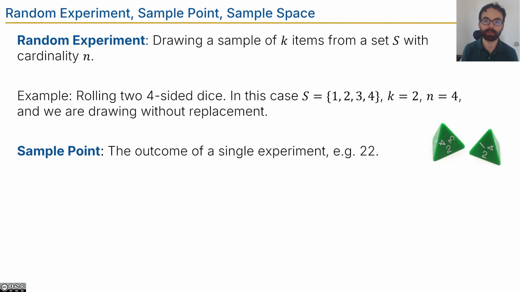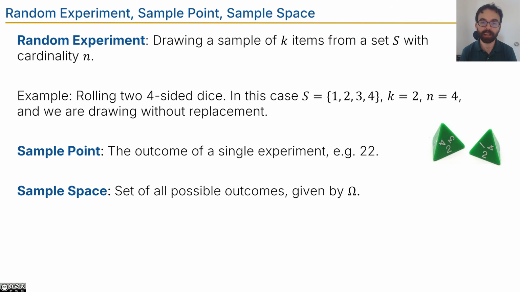So in this case, we got 2 2s, and that's what we call a sample point. That's an outcome of a single experiment from this framework of a random experiment. Now, of course, there are more than just this single outcome that could happen. There are 16 possible outcomes. And all of those outcomes comprise what's known as our sample space. Those sample points comprise the sample space.